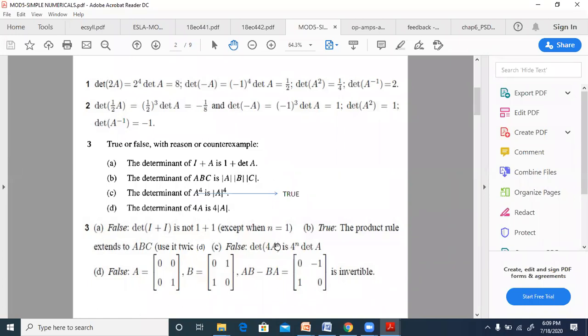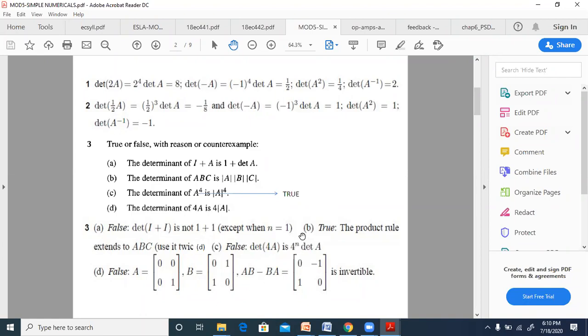If A is equal to B is equal to C is equal to D, then we'll have this only. Okay, so it is true. Then is the determinant of 4A equal to 4 times the determinant of A? It is not true, because the determinant of 4A is 4 to the power n times the determinant of A. That is the formula, and the other is not the formula for that.